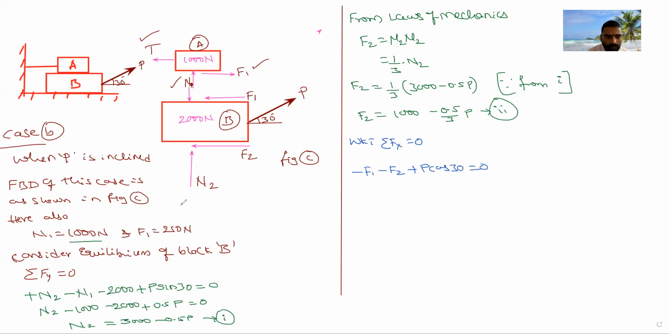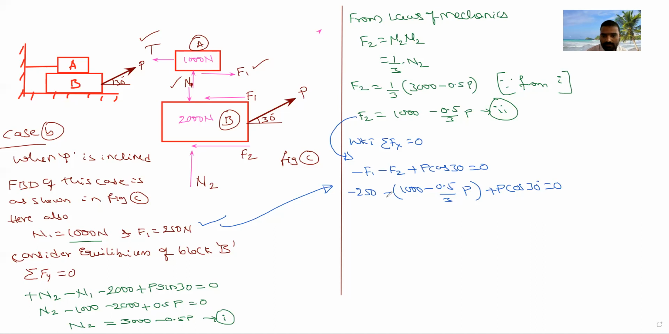I know the value of P, F1 from this equation, correct? So substitute F1, and I know the value of F2. Again substitute these two. So F1 is equal to how much? F1 is equal to minus 250, and F2 is equal to how much? F2 is equal to minus 1000 minus 0.5 divided by 3 times P. So here it is plus P cos 30 is equal to 0.